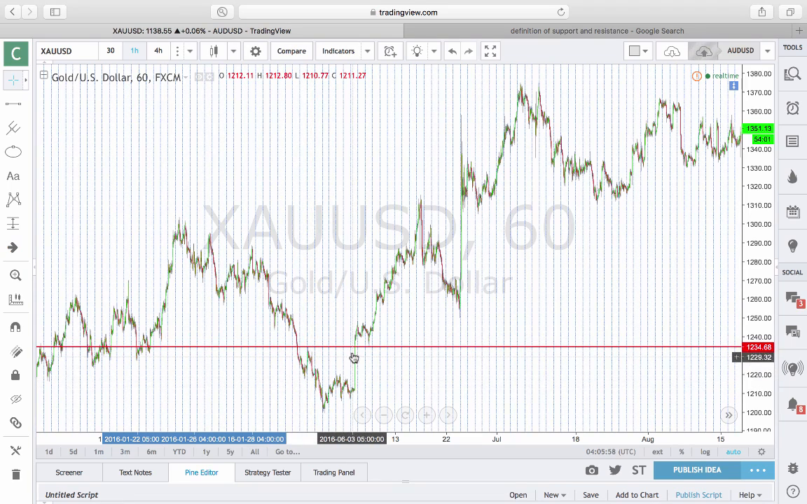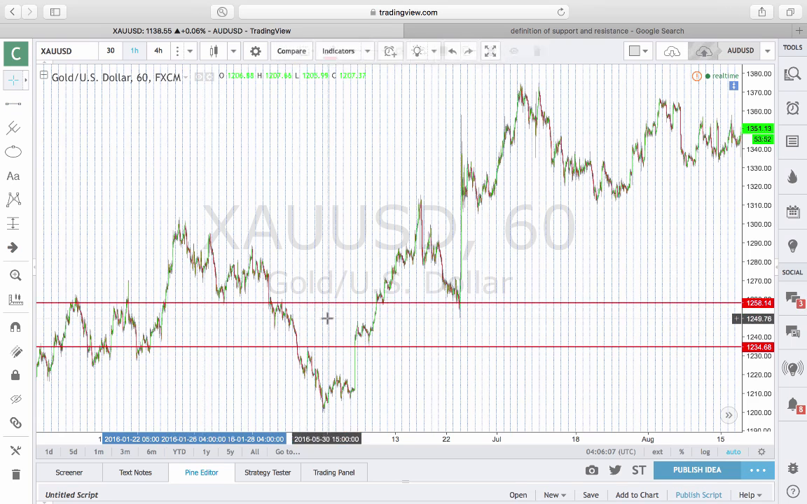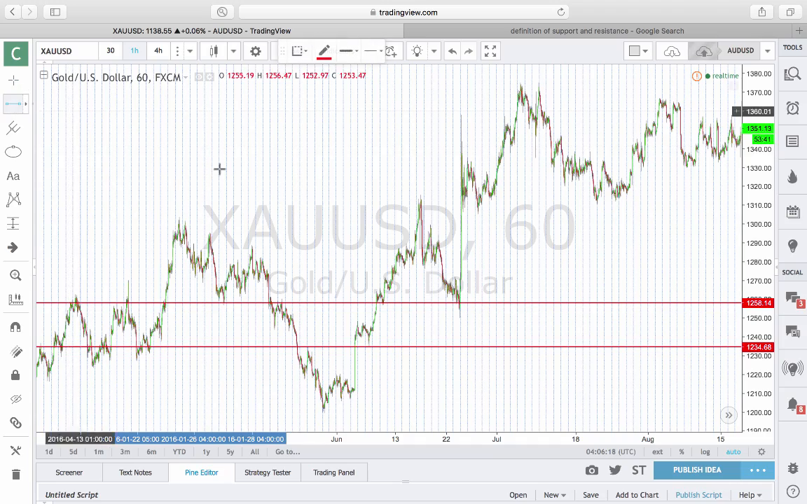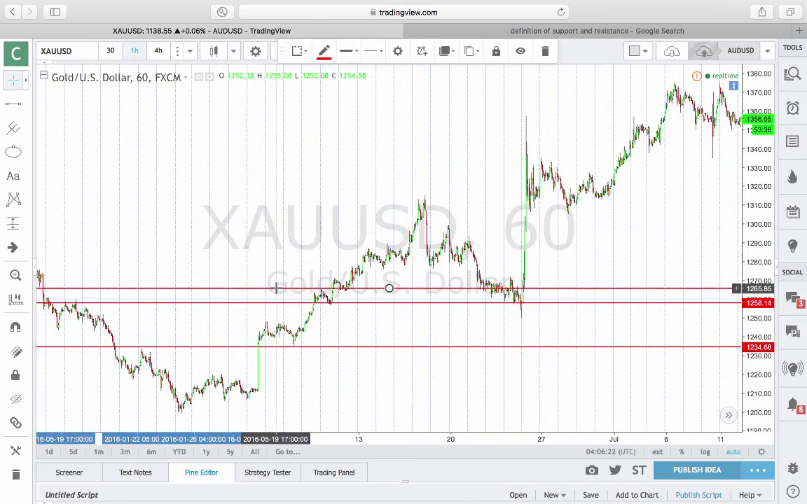What did price do? Price broke above it and tested as the floor, right? Then we look again. There's a level of a ceiling or resistance. What did price do? It broke above and tested as the floor. Now let's do it again. You see another level, let me zoom in, of a ceiling. And what did price do? It tested as the floor. This is what we're looking for.